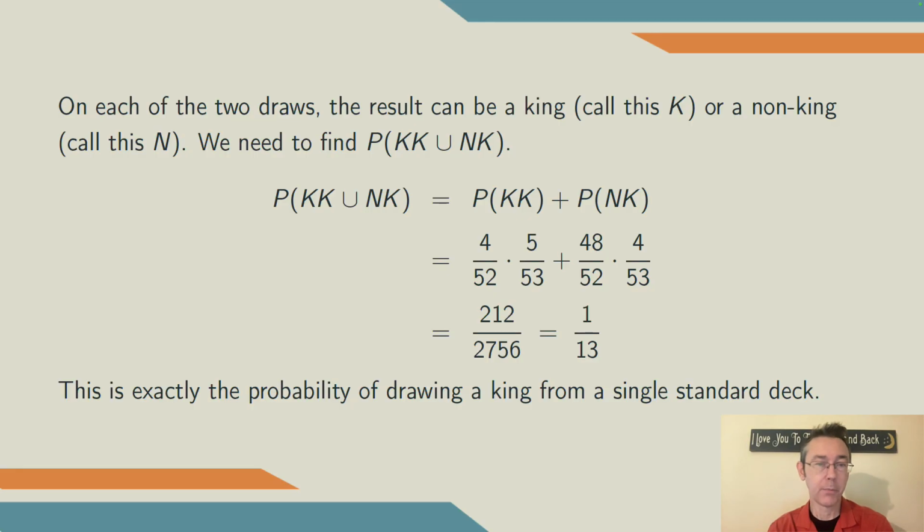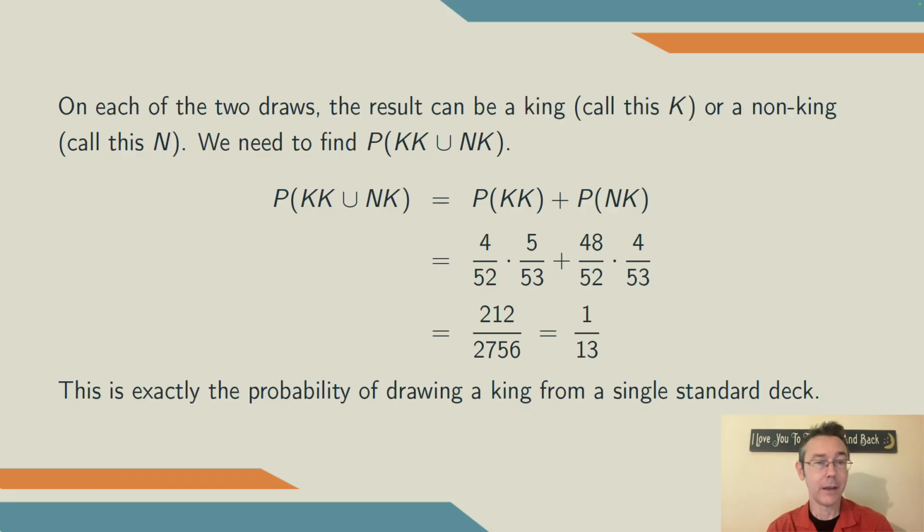So we need to find the probability of getting a king and then a king, or a non-king and then a king. In order to do that, we're going to use the addition rule. These are disjoint events, king and then king, and not king and then king. And we'll compute the probability of each of those two things. In the first case, it's 4 in 52 times 5 in 53, because after the first card is a king, there are then 5 kings in the second deck out of 53 cards total.